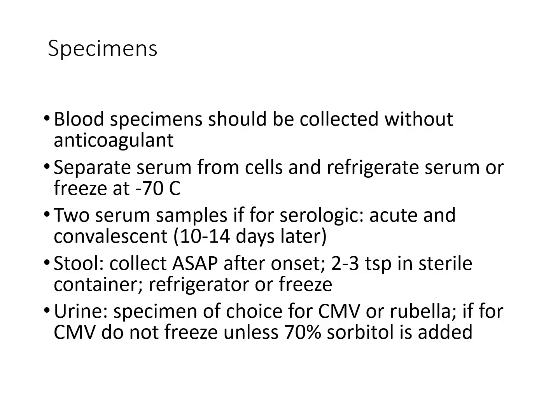Stool specimens should be collected as soon as possible after symptom onset, with 2 to 3 teaspoons placed in a sterile container and stored refrigerated or frozen until processing. Urine is the specimen of choice, as mentioned earlier, for CMV or rubella virus. For CMV testing, urine should not be frozen unless 70% sorbitol is added as a cryoprotectant to prevent viral degradation.